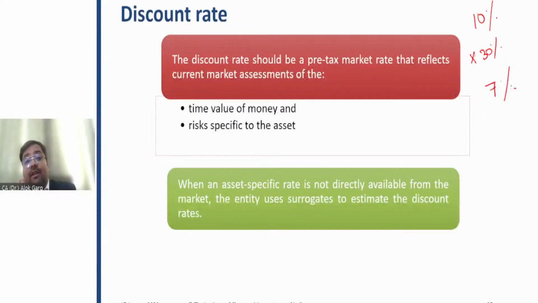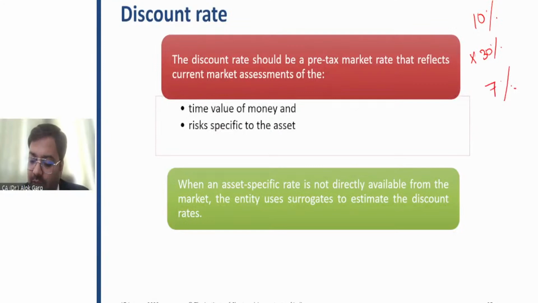Whenever you are incurring 10%, you will get a tax benefit of 30% on it. So basically your post-tax rate is 7%. The standard says that since you are ignoring taxes, while calculating a discount rate, you have to take a pre-tax rate. The rate should be a pre-tax rate.